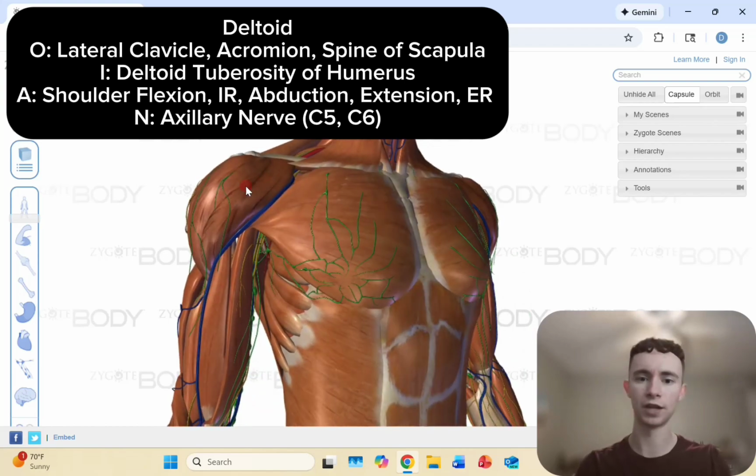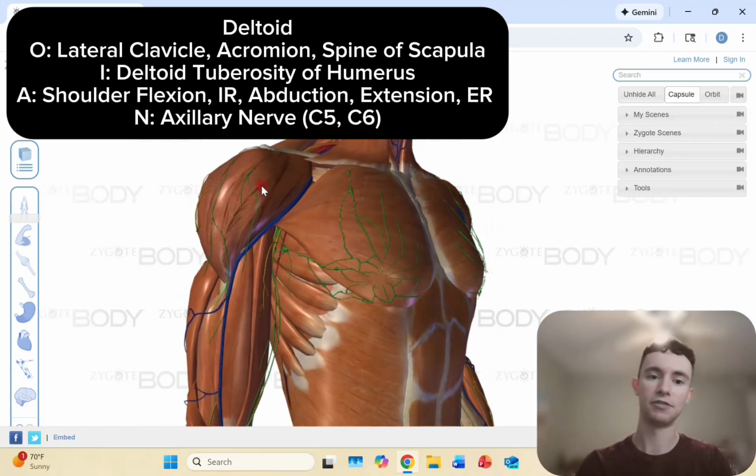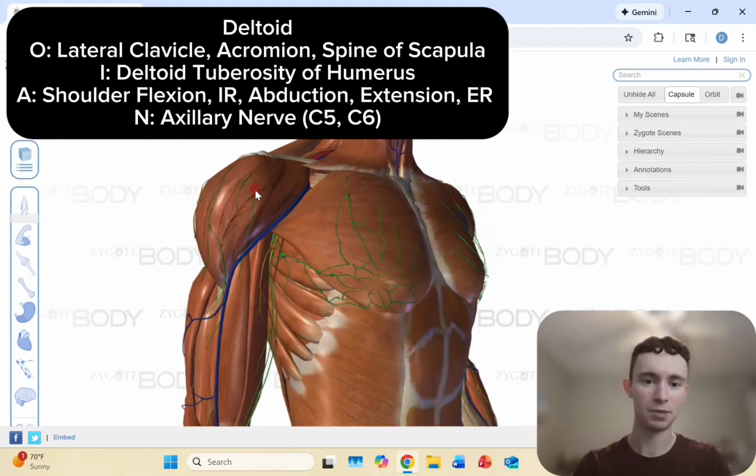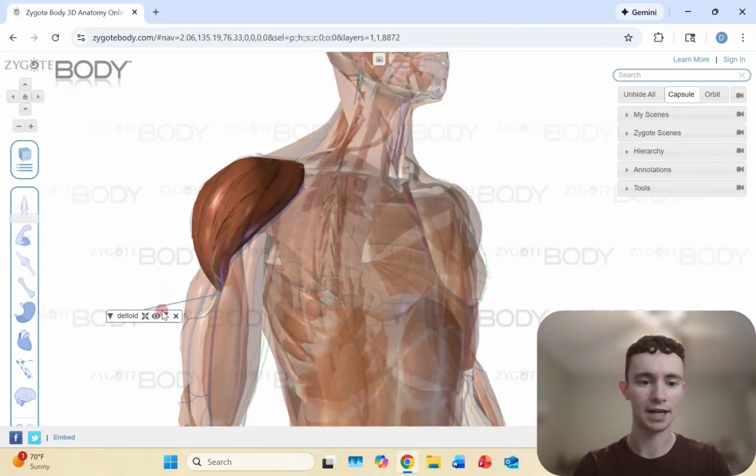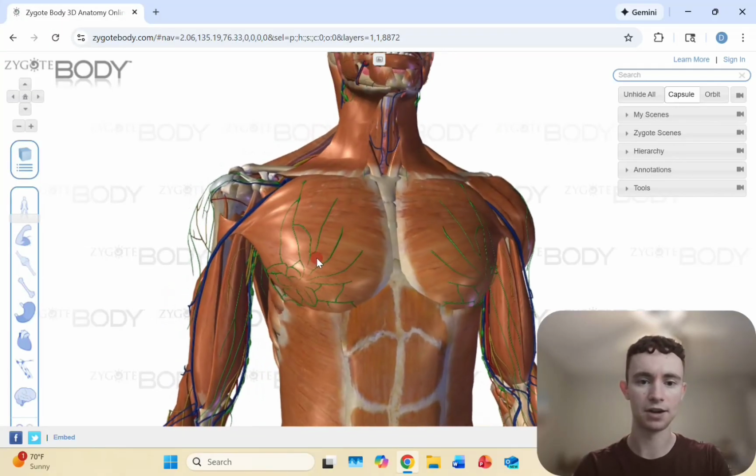It is responsible for shoulder flexion, shoulder extension, and shoulder abduction, bringing it away from the body, and it's innervated by the axillary nerve. So very big, important muscle over here. We'll go ahead and hide this now so we can visualize the other muscles that we need to talk about.